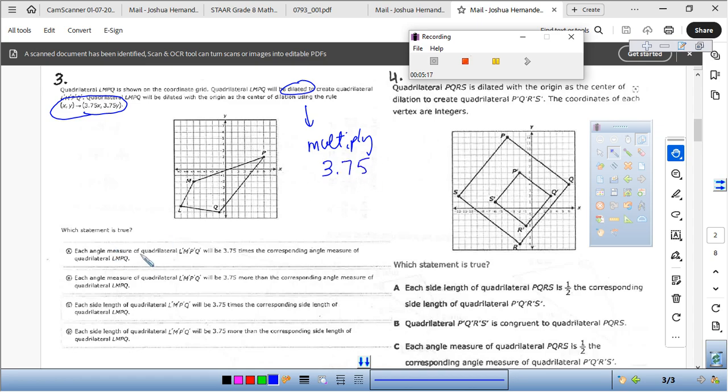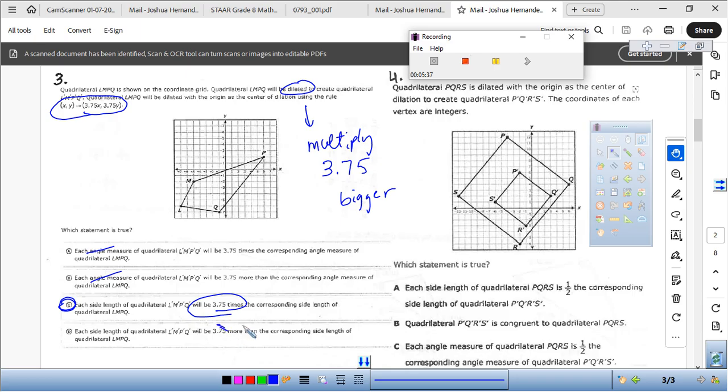So each angle, no, nothing about the angles. The side lengths, okay, because it's going to get bigger or smaller. This situation is going to get bigger because it is bigger than 1. Length would be 3 times, yeah, that's it, 3.75 times actually. That's your answer.